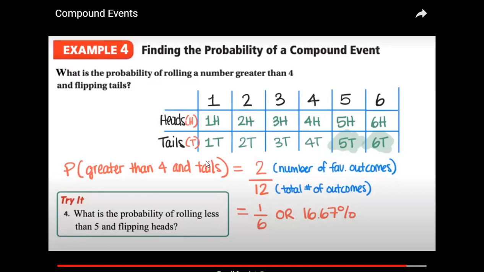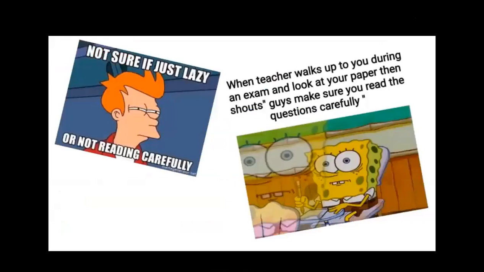Okay, what is the probability of rolling less than 5 and flipping heads? Try to do this by yourself. What is the probability of rolling less than 5 and flipping heads? So you have to concentrate on heads, and the number should be less than 5. So how many times do we have less than 5 and heads? We have 1 and 2 and 3 and 4. So it will be 4 out of 12, which means it will be 1 out of 3, and then we can write it in percentage form.